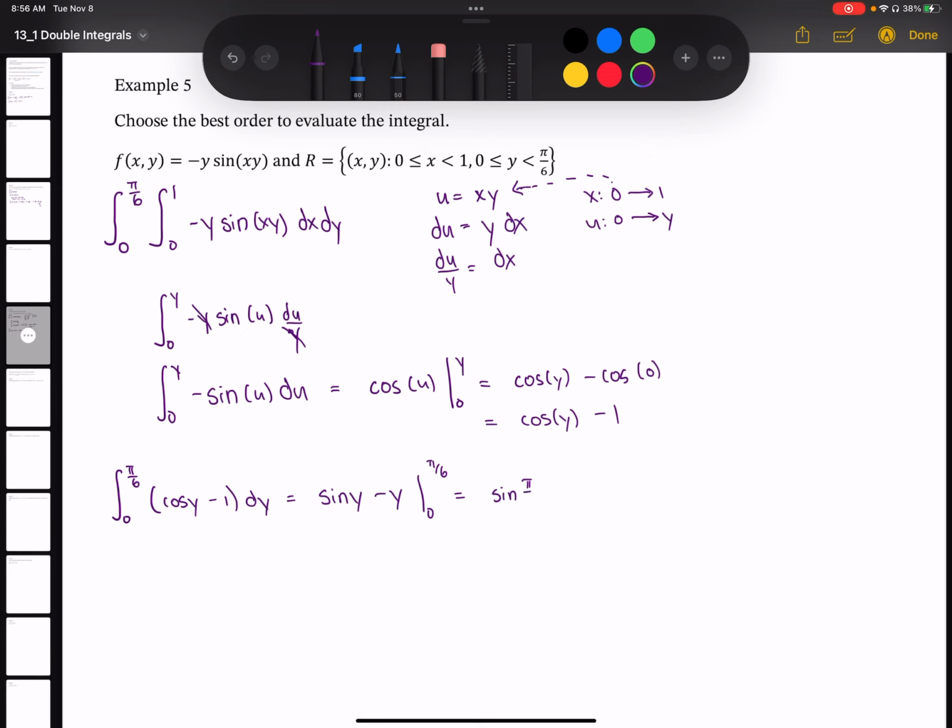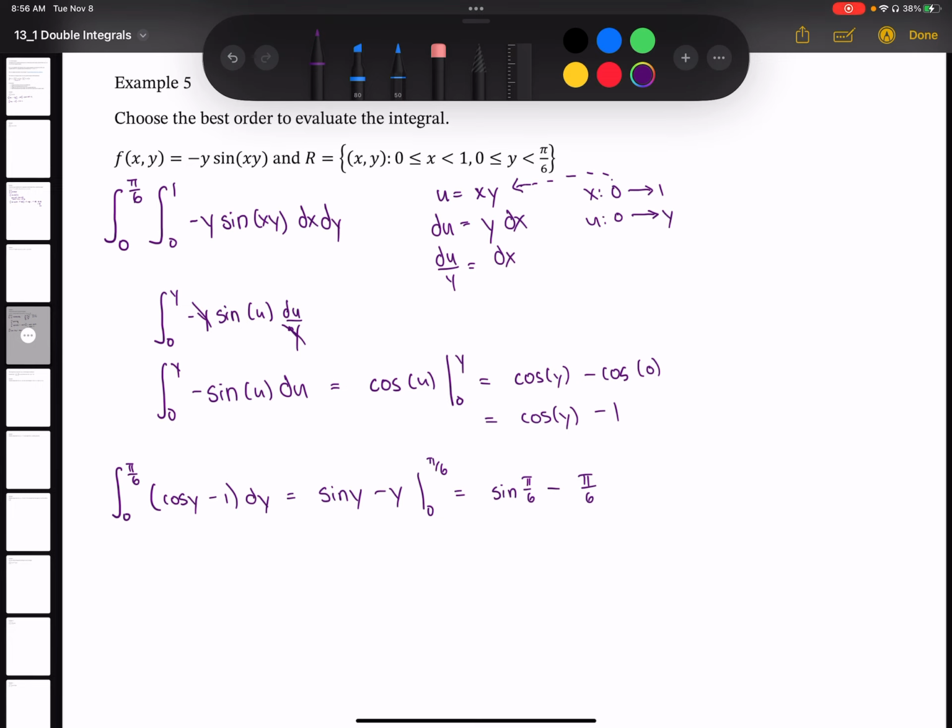sine of pi over 6 minus pi over 6, and then minus the sine of 0 minus 0. Both of those are actually 0. And so this is 1/2 minus pi over 6, which I think is going to be a negative value because pi is 3.14, so it should be negative. We'll see. Maybe it's slightly positive. I actually have no idea.